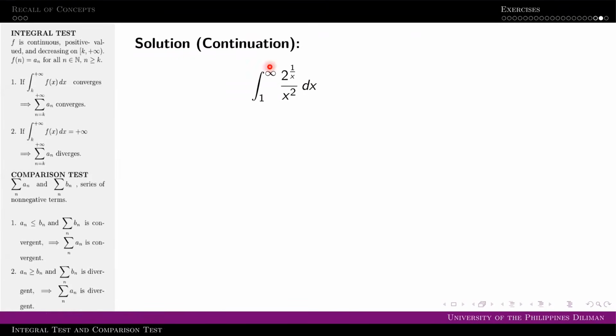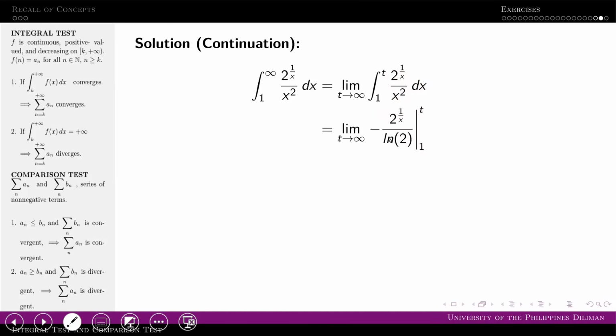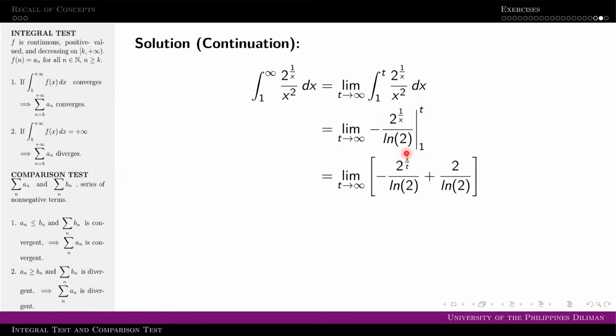We now proceed with evaluating this improper integral, which is equal to the limit as t approaches infinity ng integral na to. But again, this is easy to integrate kasi if you let u to be 1 over x, you will just arrive with this antiderivative, which is 2 raised to 1 over x over ln 2, negative nun. Tapos i-evaluate natin from 1 to t, giving us negative 2 raised to 1 over t over ln 2 plus 2 over ln 2.